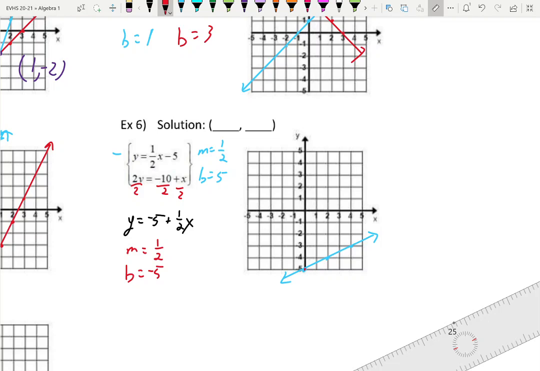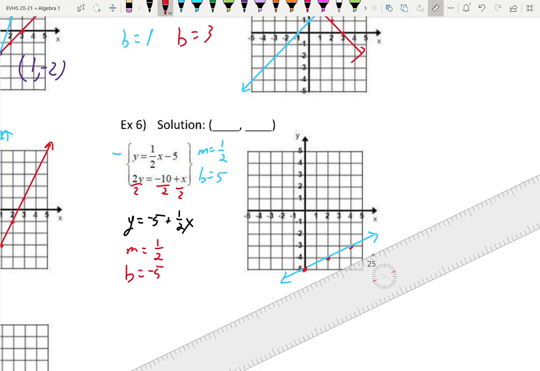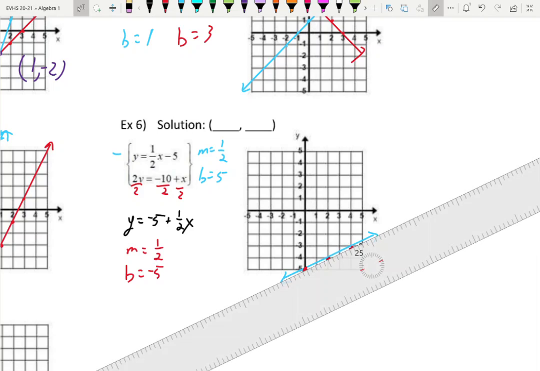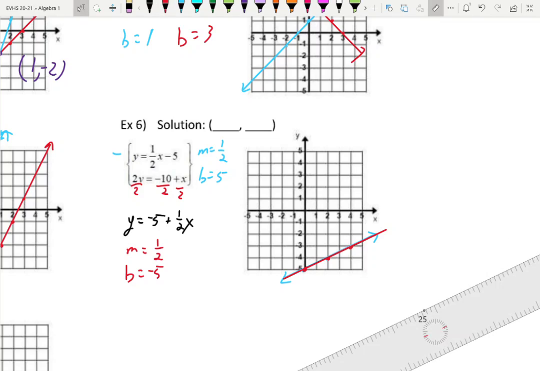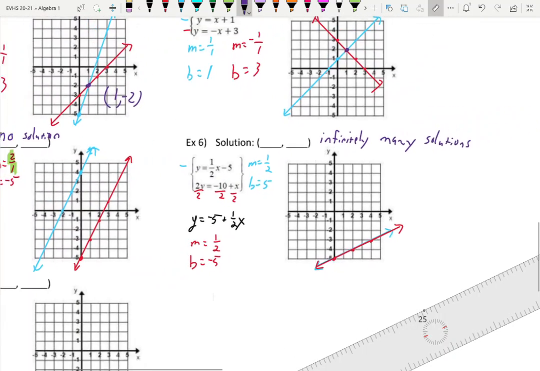So I go down to -5, and then I rise 1, run 2, rise 1, run 2, and sure enough, it looks like this is the exact same line. The two lines are directly on top of each other. So this one, we're going to say that it has infinitely many solutions.